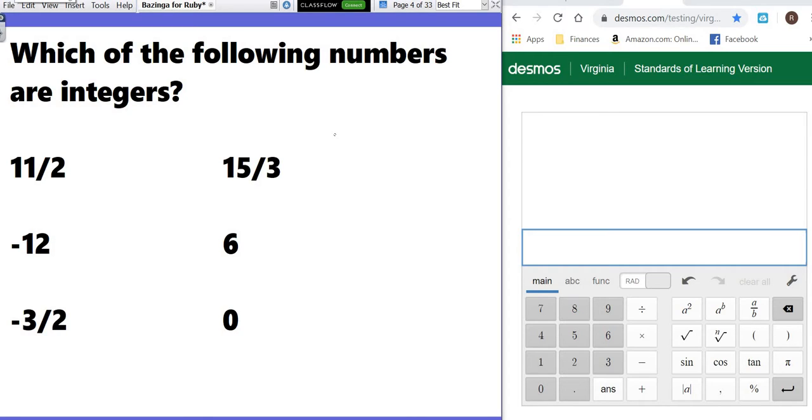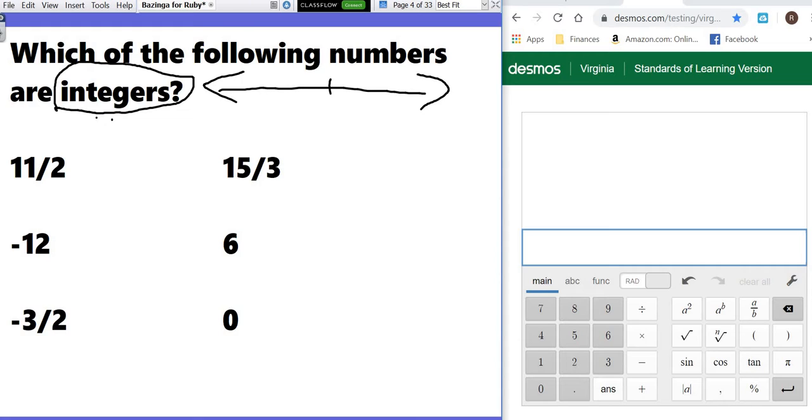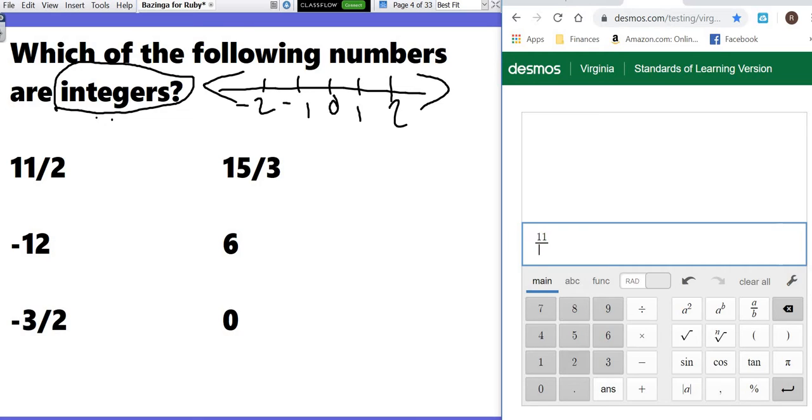Okay, so now we're talking real number system. Which of the following numbers are integers? Integers, you remember, are the numbers that fit on a beautiful, perfect number line. Okay, just these pretty numbers. So first thing we're going to do is put everything into the calculator that we need to, so that way we know what we get.